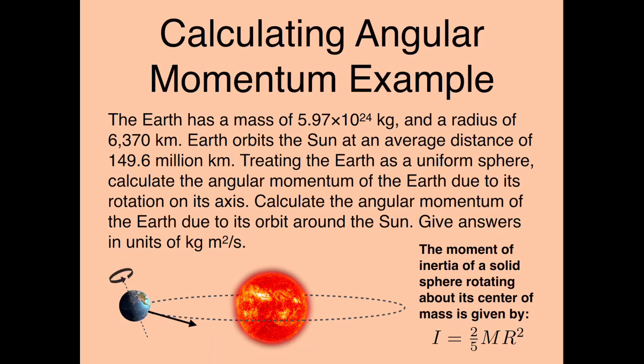And then as a follow-up, let's calculate the angular momentum of the Earth due to its orbit around the Sun. So the Earth orbits the Sun once every year. Let's calculate the angular momentum of the Earth due to that motion as well. And in each case, we're going to give the units as kilograms meters squared per second. And we're going to need to know this formula. The moment of inertia of a solid sphere rotating about its center of mass is given by 2/5 mr squared. Okay, so let's work each one of these out and see what we get.